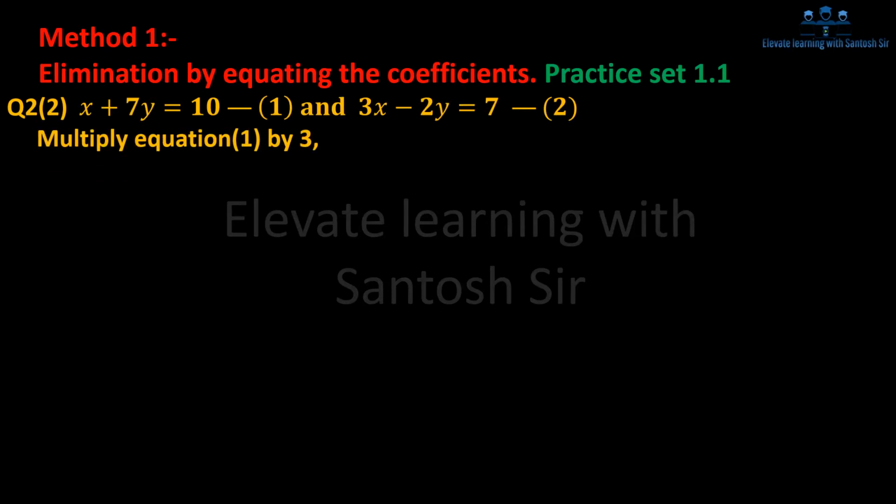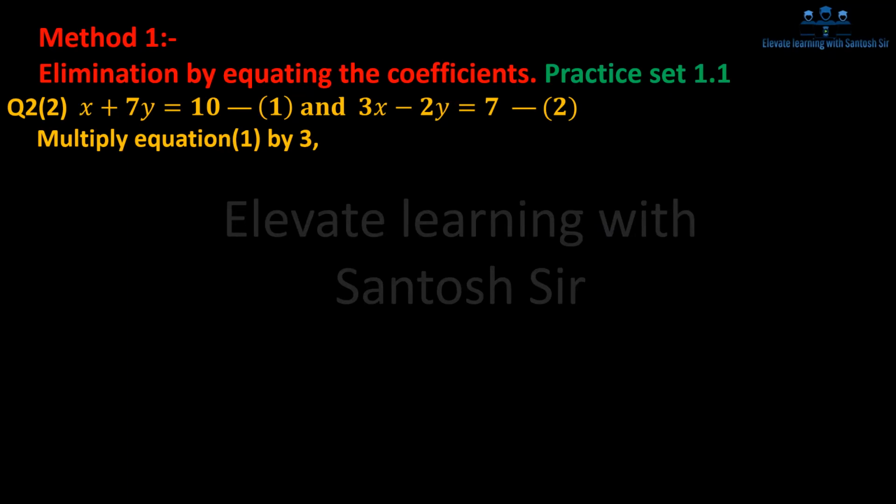Remember, in the beginning I said that we can multiply the equation by the same number for the purpose of solving. This time I'm trying to make the coefficient of x the same in both equations. In the second equation I have 3x. In the first equation I have only x. So I am multiplying equation 1 by 3 so that I get 3x in the first equation also.